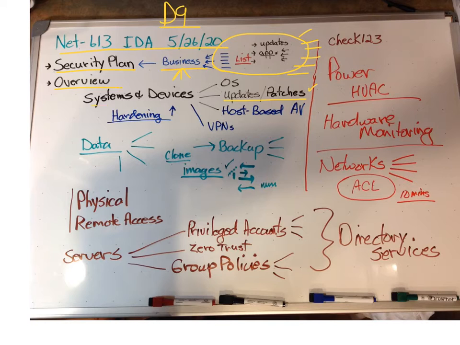So, overview of what we did today. Systems and devices, we talked about operating systems, host-based antivirus, a little bit about VPNs, and the students defined the word hardening. How to make the system more secure, I believe was what one of the students said. We talked about data later, a little bit about backup, cloning, creating images. You can use an image to create more images.